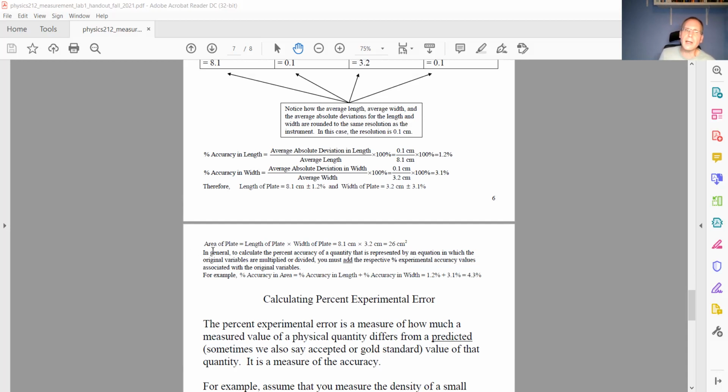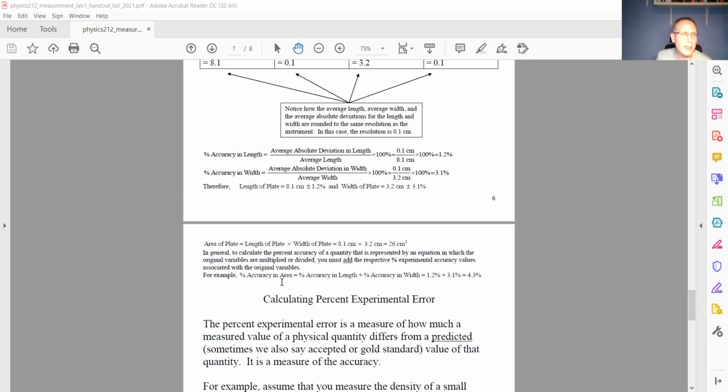So how do I find the percent experimental accuracy for the area if I already know the percent experimental accuracy for length and the percent experimental accuracy for width? I know the formula for area involves length times width. So basically, how do those errors propagate? What do you do with those percent accuracies to get the correct percent experimental accuracy for area?